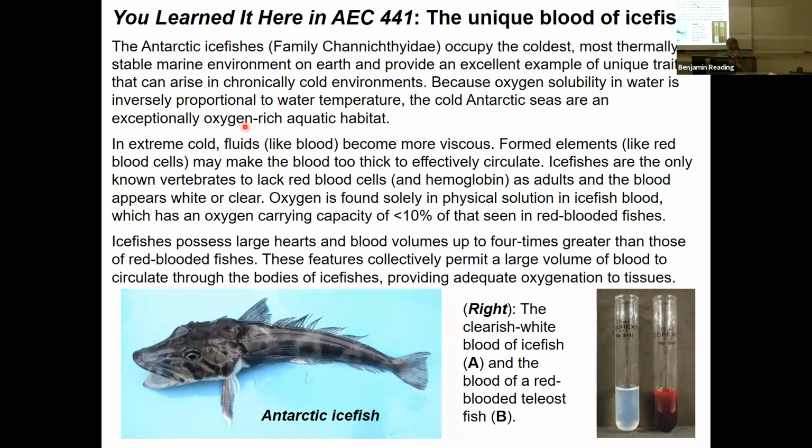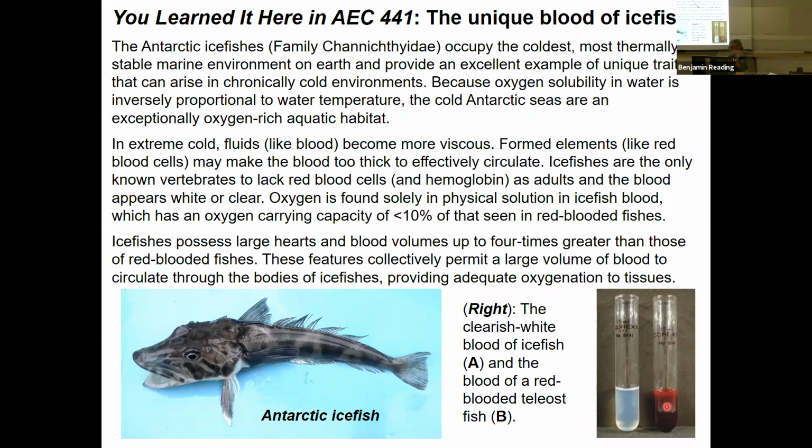Fluids like blood become viscous and thick. Formed elements like red blood cells actually make the blood so thick it can't be circulated. It's like oil or sludge. It's not like liquid runny blood. It's like thick sludge. Now, ice fishes are the only known vertebrates to completely lack red blood cells. They also don't even have hemoglobin. As adults, the blood appears clear or white.